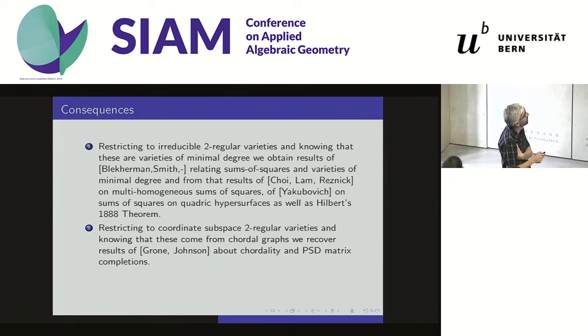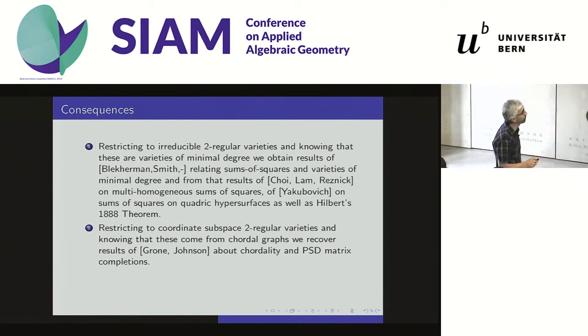So consequences: if I restrict to irreducible two regular varieties, and remember that those are varieties of minimal degree, then we can obtain earlier results which we had proven with Greg Blekherman and Greg Smith, relating sums of squares and varieties of minimal degree. And from that theorem, we can obtain results of Choi, Lam, and Reznick on multi-homogeneous sums of squares, of Jakubowicz on sums of squares on quadratic and quadric hypersurfaces.